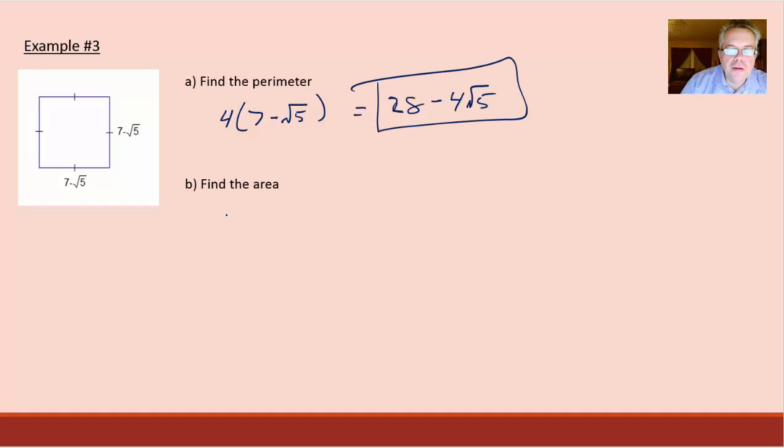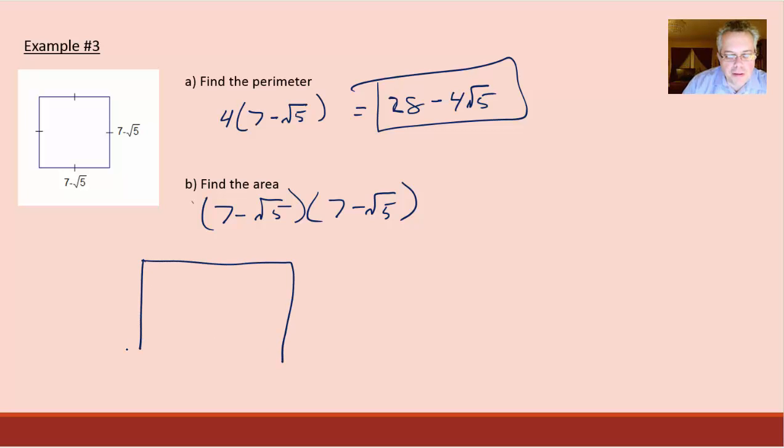Now, the area. This one is going to be tricky. 7 minus square root of 5 times itself. So I have a binomial times a binomial. So it's time for a box. So let's draw a box diagram. Okay, they're both the same though. 7 minus square root of 5. 7 minus square root of 5.